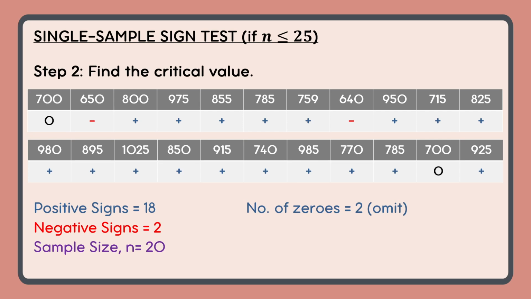After that, we found out that there are 18 positive signs and 2 negative signs. We were also able to get 2 zeros. So this means that there are 2 data values which are equal to the hypothesized median. From the original sample size of 22, now our new sample size is n equals 20. We have to omit those 2 zeros.